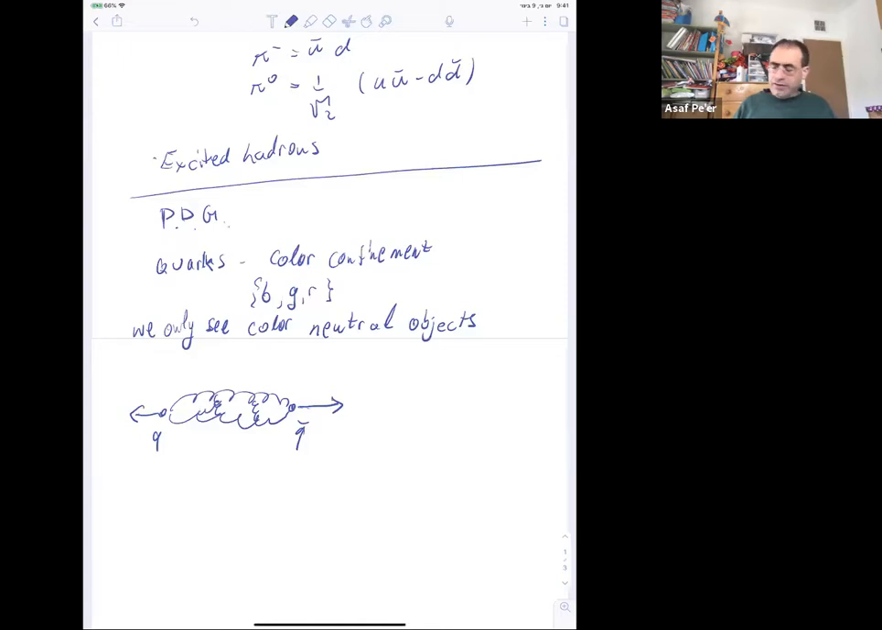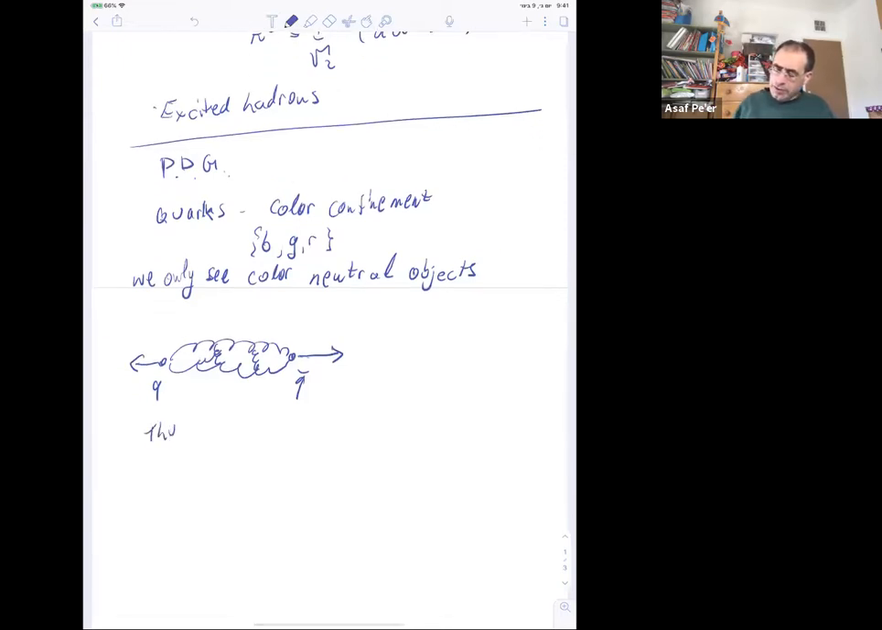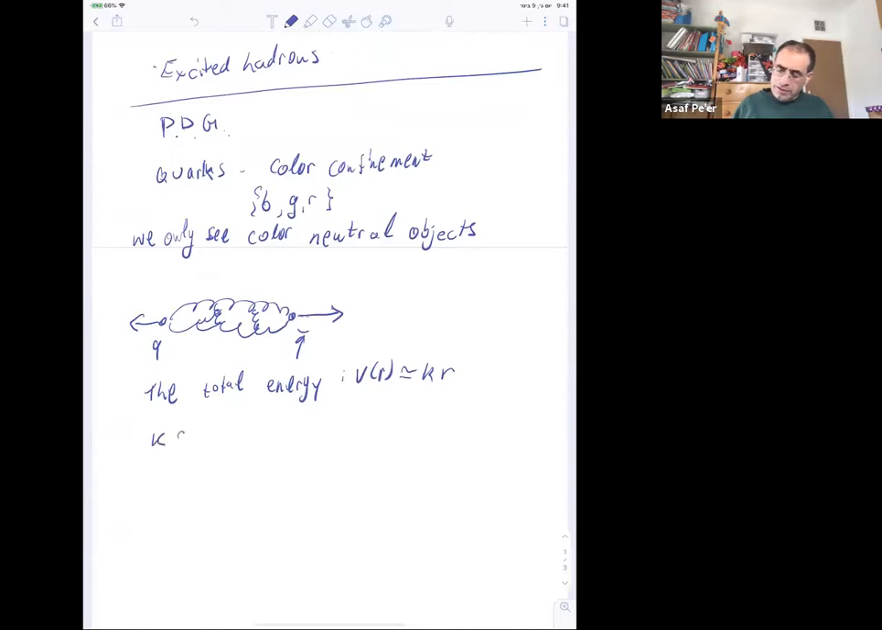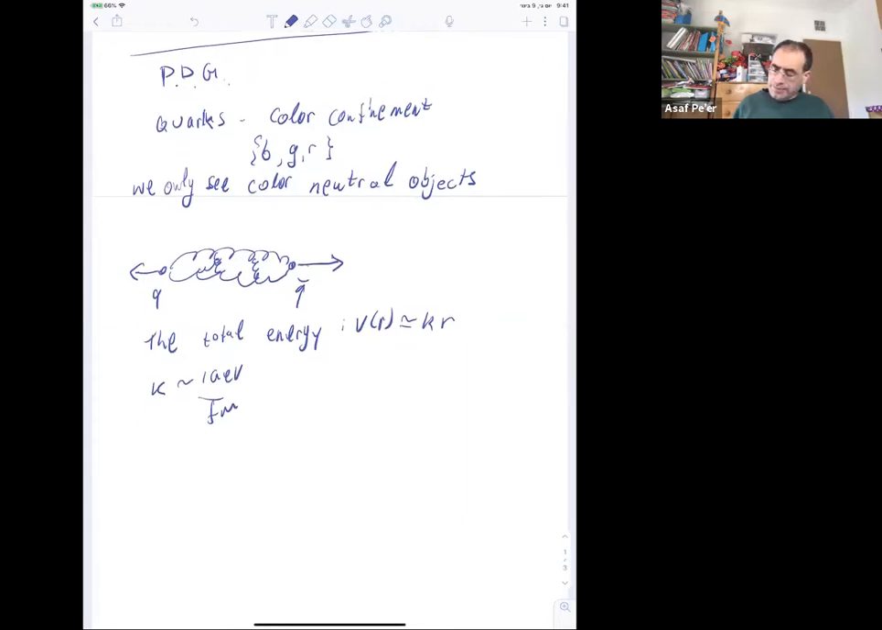So the energy density in the field is going to be proportional to the distance. Sorry, the energy density is fixed, but so the total energy is going to be proportional to the distance. The total energy, V of R, is going to be linear with the distance, where K is 1 GeV per Fermi. So in SI units, this is 1.6 times 10 to the minus 10 divided by 10 to the minus 15. That's of the order of 10 to the 5 Newton, which is a huge number when it acts on a small quark.